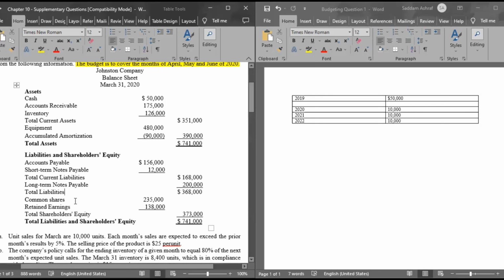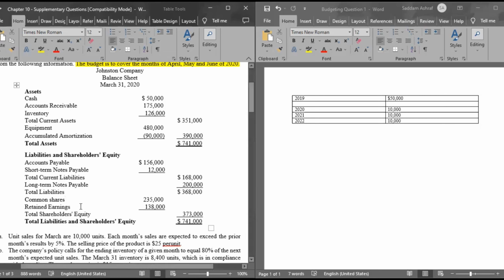Okay. So next is common shares. Do you know about common shares? In fact, common shares is the investment by owners of the business. This investment is made by the owners of the business. Do you know about shares? Okay. So it is in fact the investment of investors into the business. These are known as common shares.